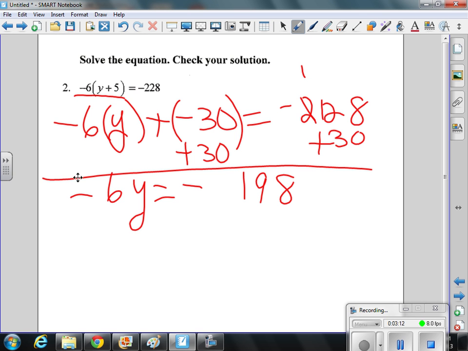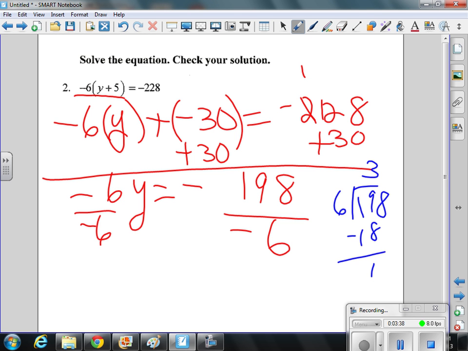And to undo this multiplication in here, I have a -6 times y. And the opposite of times y would be divide. So I'm going to take -6, divide it by both sides to isolate my variable. So a negative divided by negative is a positive, so y equals 33.